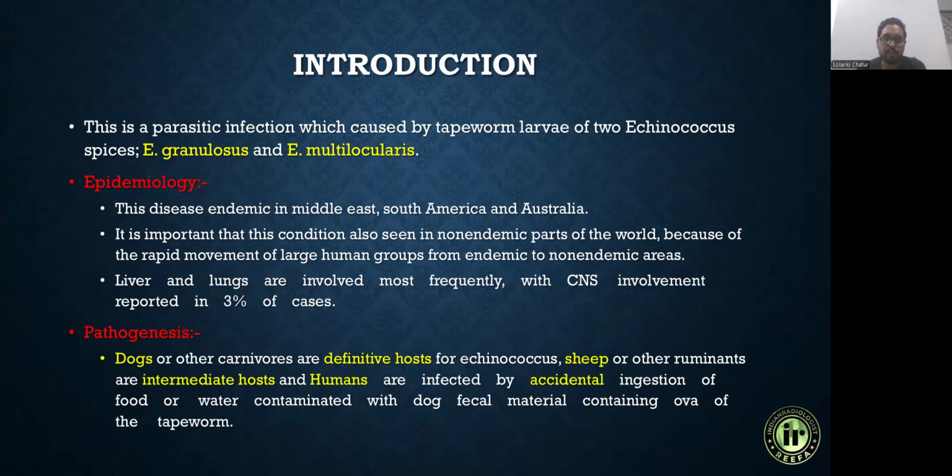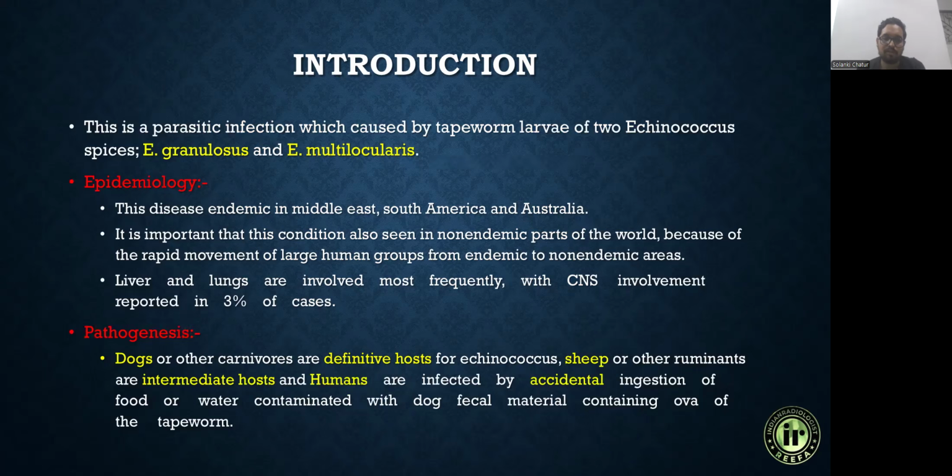Introduction. This is a parasitic infection caused by the tapeworm larva of two Echinococcus species, Echinococcus granulosus and Echinococcus multilocularis. Epidemiology. This disease is endemic in the Middle East, South America and Australia. It is important that this condition is also seen in non-endemic parts of the world because of the rapid movement of people from endemic to non-endemic areas. Liver and lung are involved most frequently. CNS involvement is reported in 3% of cases.